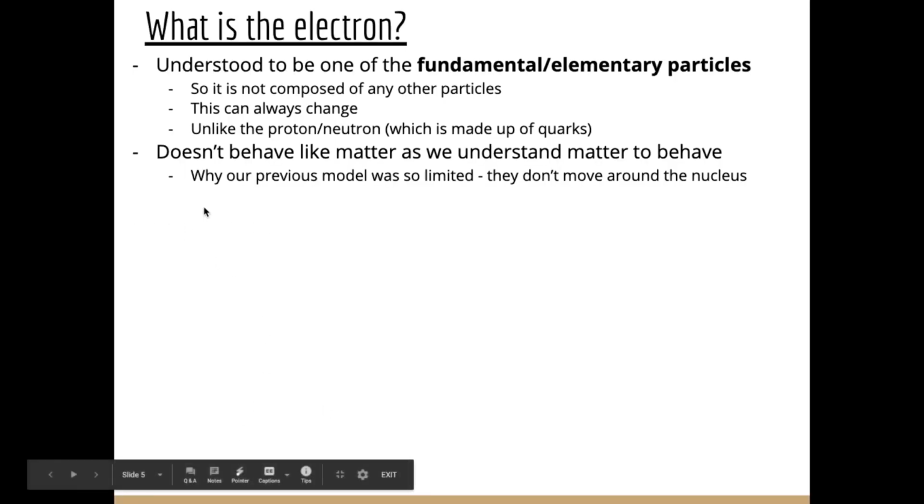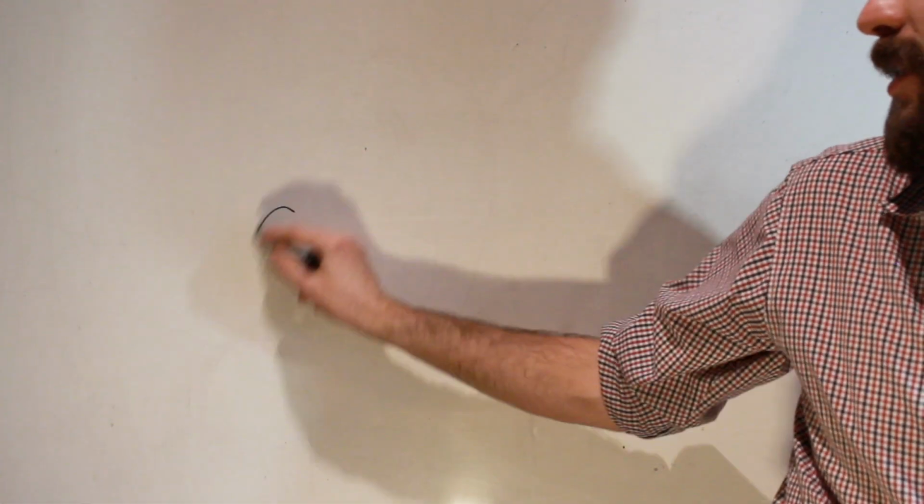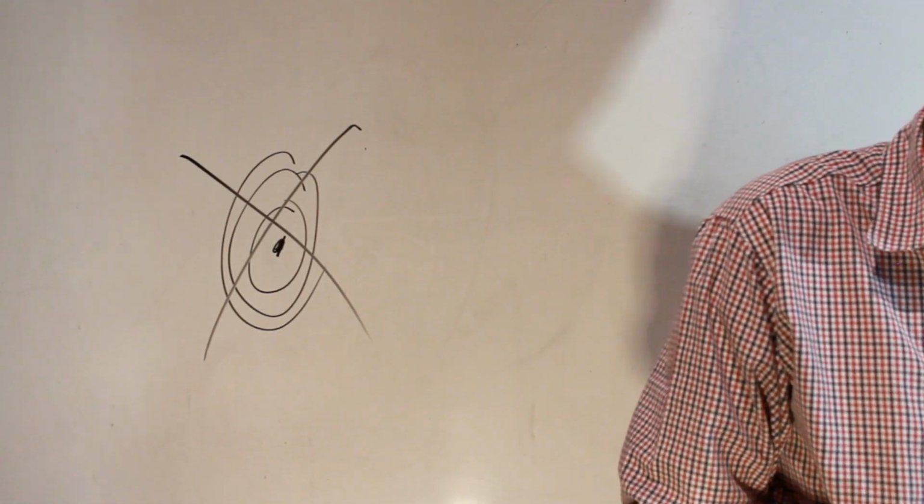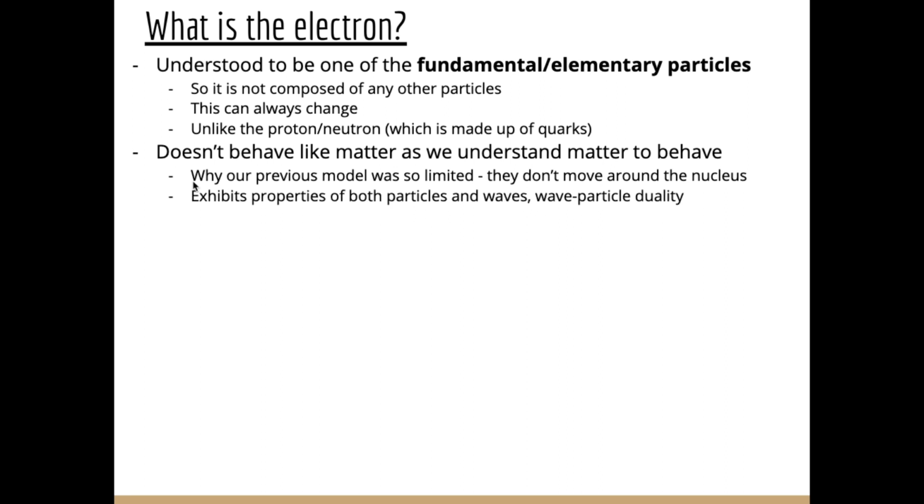And this is also why our previous model, the atom with a nucleus and electrons orbiting like planets, is just not at all correct. A much more accurate way to describe an electron is that it exhibits properties of both particles and waves. So it exists as a wave-particle duality. What do we mean by that? The best way to describe it is acting like a standing wave.